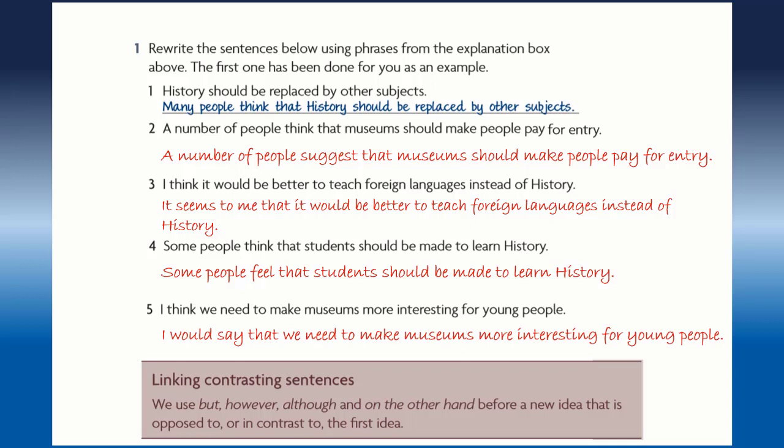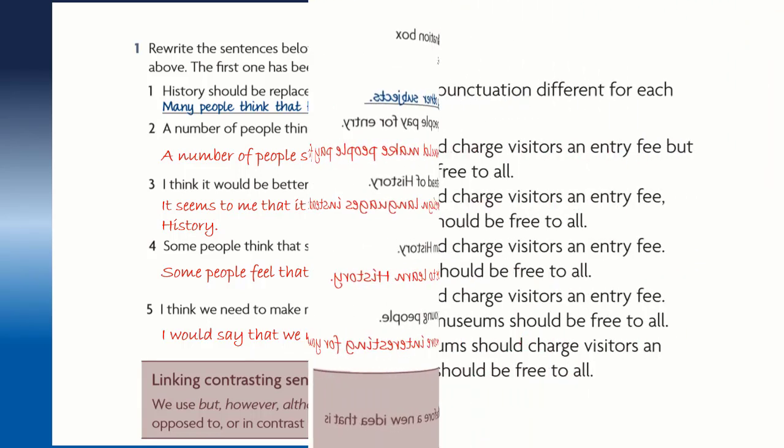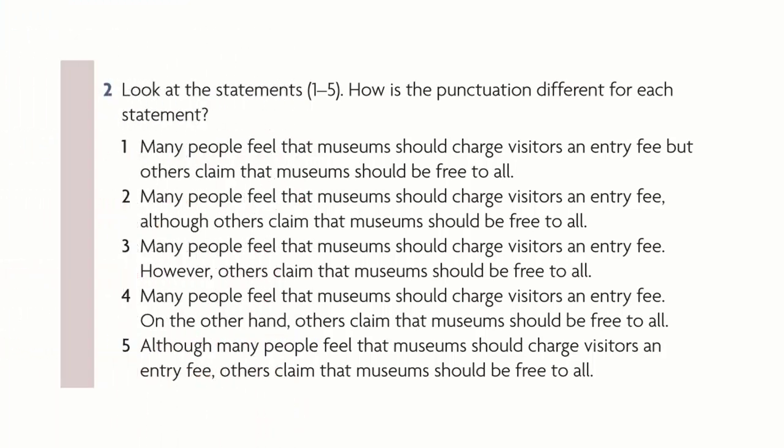Linking contrasting sentences. We use but, however, although, and on the other hand before a new idea that is opposed to or in contrast to the first idea. Number 2. Look at the statements 1 to 5. How is the punctuation different for each statement? What is punctuation? Punctuation means appropriate usage of capital letters, comma, full stop, question mark, exclamation mark, etc.